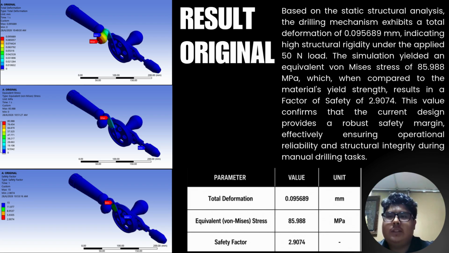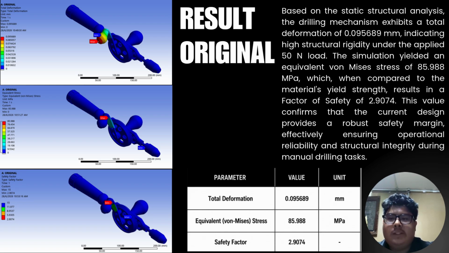Analyzing the original design, the static structural analysis shows a total deformation of approximately 0.096 millimeters. This indicates structural rigidity under our 15 newtons load. The simulation yields an equivalent von Mises stress of 85.988 MPa.